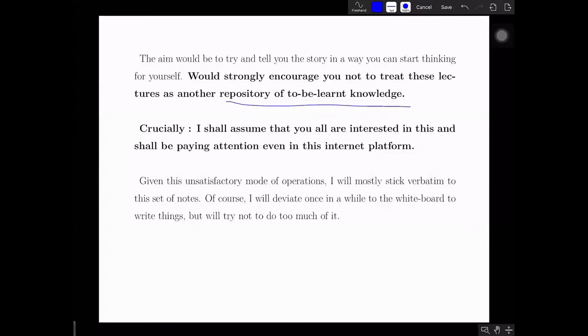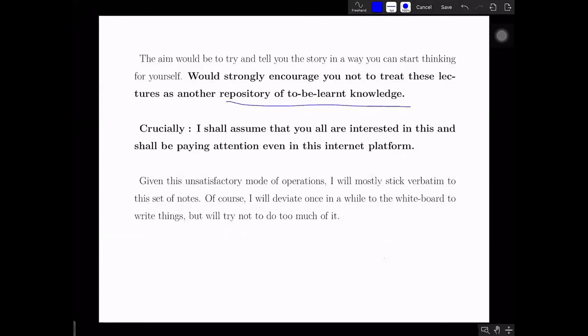Okay, and of course, crucially, I'll assume that since I cannot see you, which is very unfortunate, you all are paying all your attention in the next 1 hour or so on the screen, and even on this internet platform, where there are fantastic distractions. Okay, good. So as you might have already noticed, I'm almost reading out verbatim from these lecture notes, and the reason why I am doing this is that I don't know how else to be coherent without being in an actual classroom. Okay, and once in a while I'll deviate to a whiteboard.